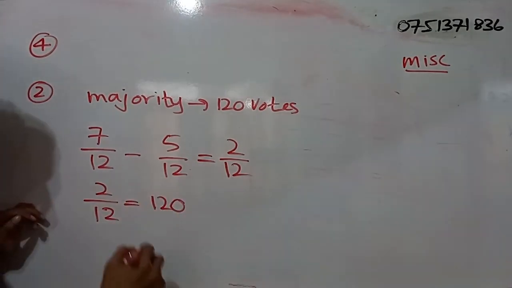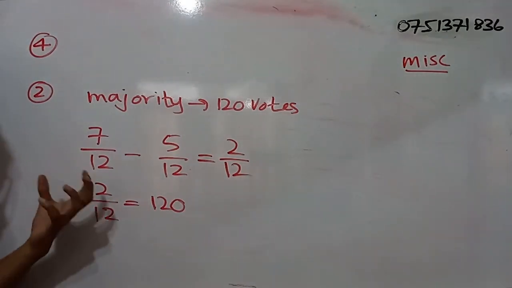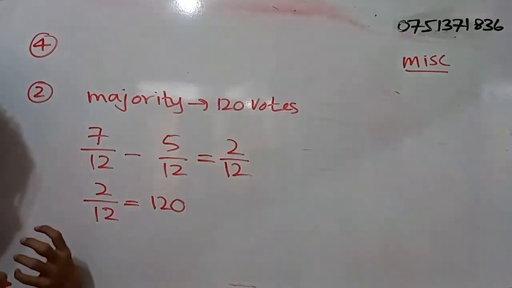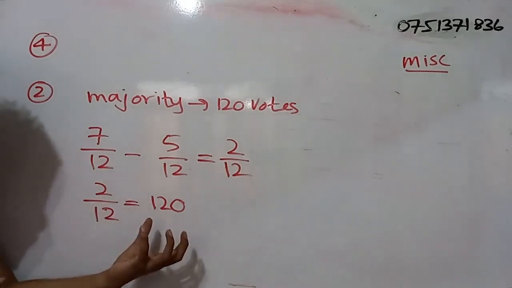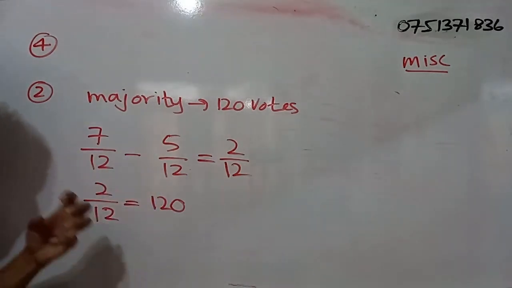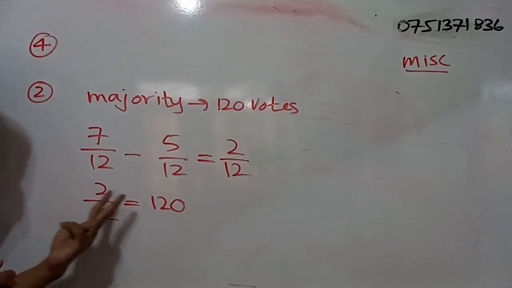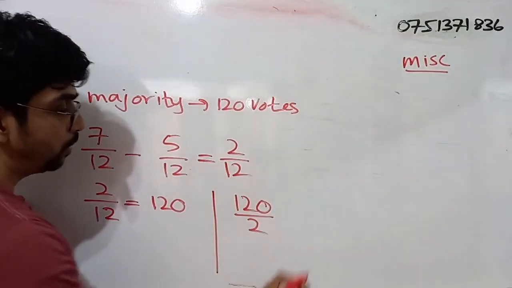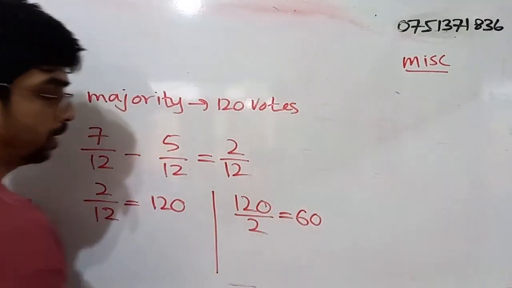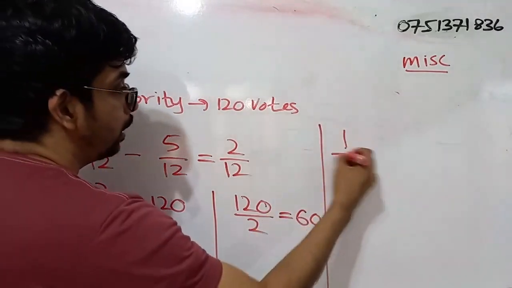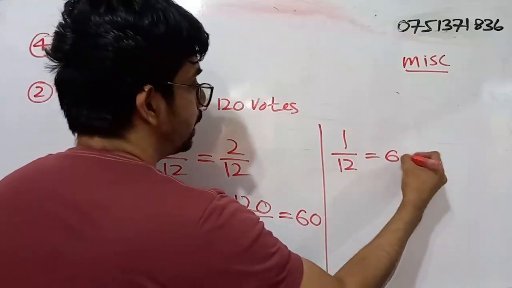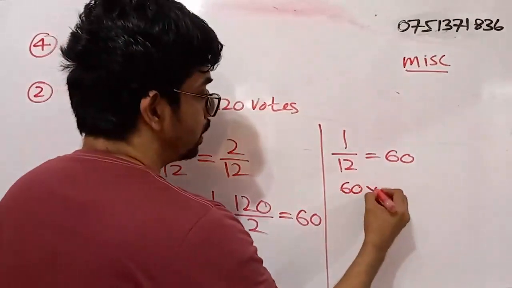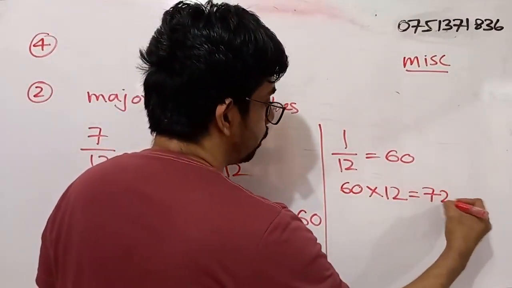Right? So if something has been divided into 12 equal parts, and if we take 2 parts of it, and that is equal to 120, what is one part? 120 divided by 2. So we get what? 60. That means 1/12 is equal to 60. That means what is the total amount of votes? What do we have to do? 60, we have to multiply that by 12. So the answer will be what? 720.